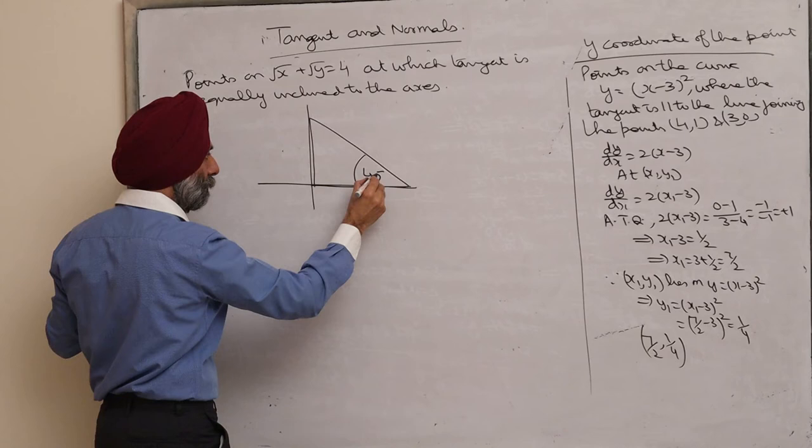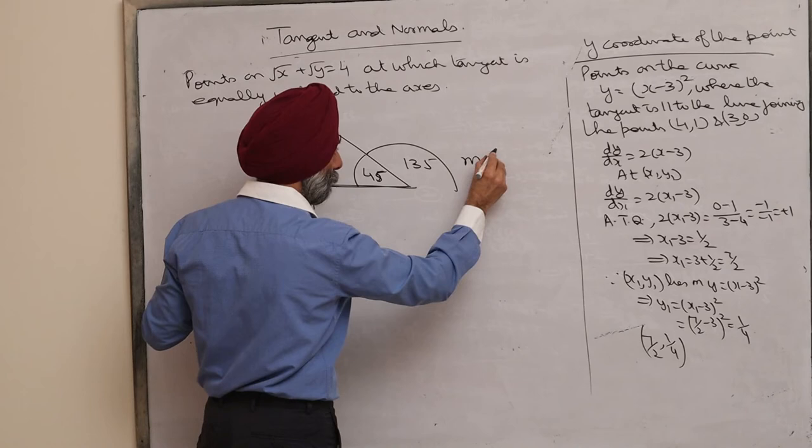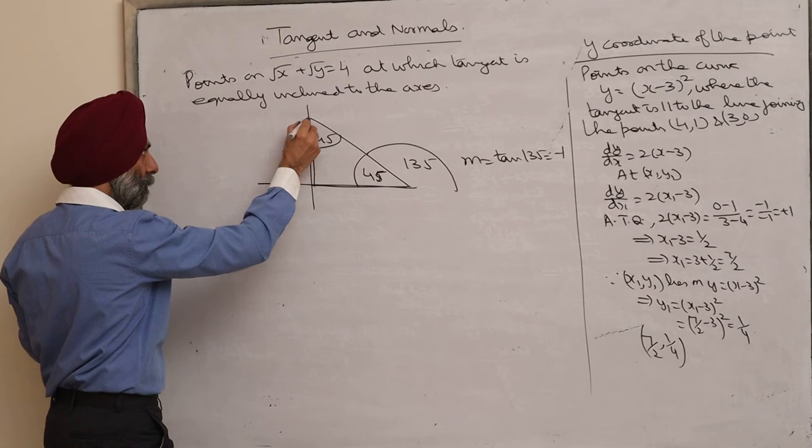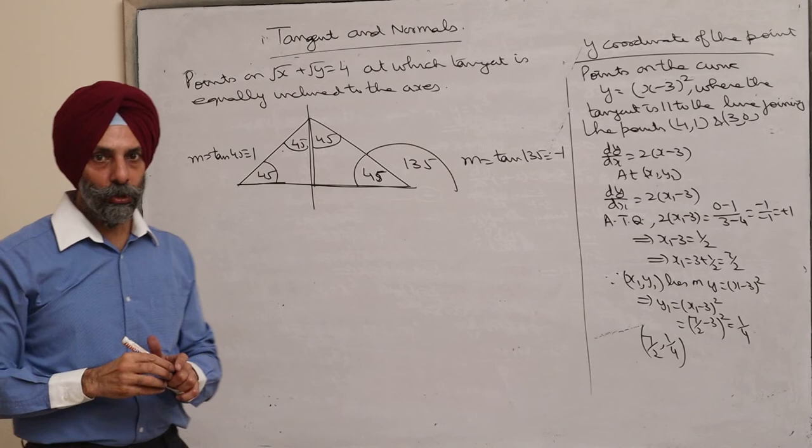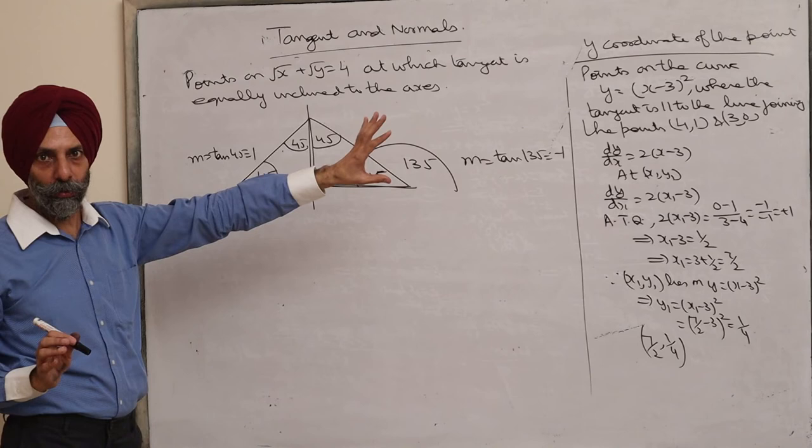So that means the slope of this line is tan of 135, which is minus 1. You can have another case. Now the tangent is equally inclined, this angle and this angle 45, that is the slope is tan 45, which is plus 1. So whenever it is written that the line or tangent is equally inclined to the axes, we are going to consider both the cases, that is m is equal to plus minus 1.